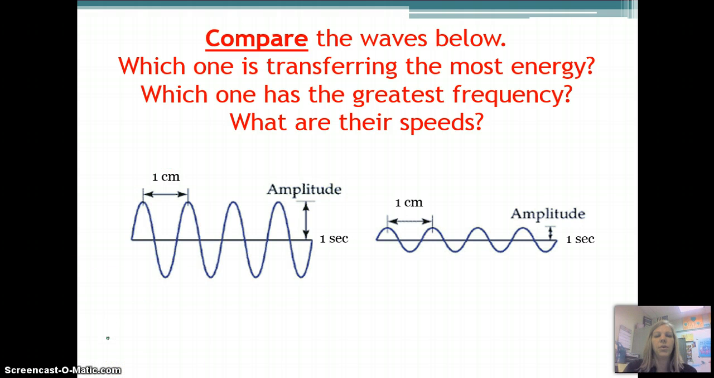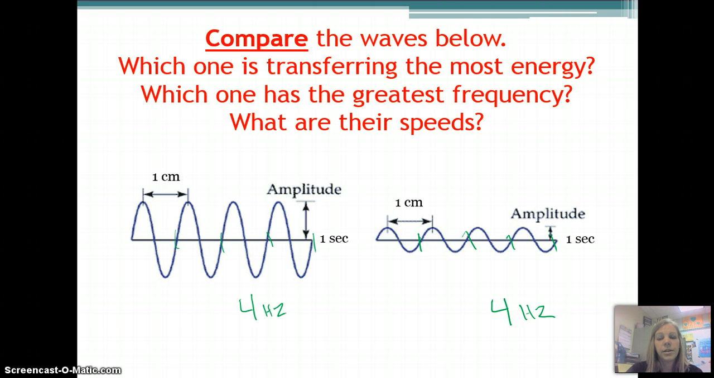For the second question, which one has the greatest frequency? Well, let's check it out. We've got 1 wave, 2 waves, 3 waves, 4. So we've got 4 hertz over here. And we've got 1, 2, 3, 4 hertz over here. So even though the one on the left is carrying more energy, they both have the same frequency.